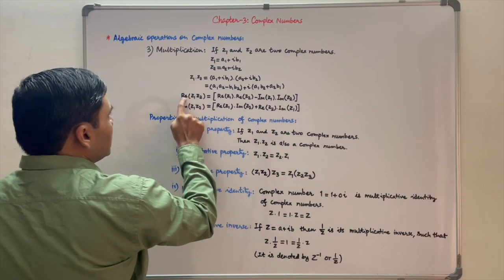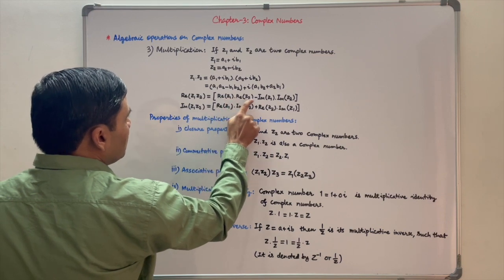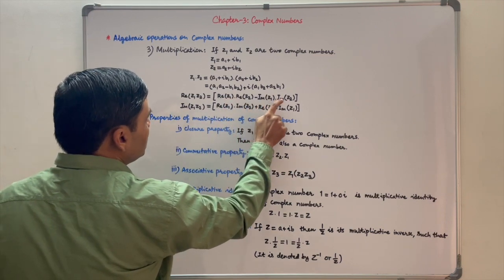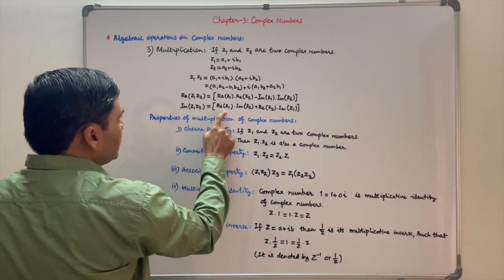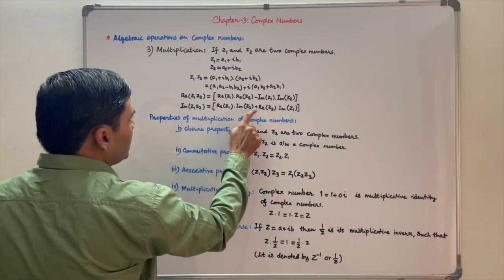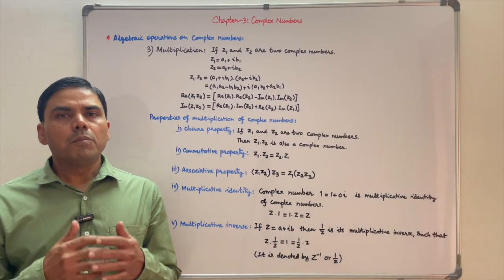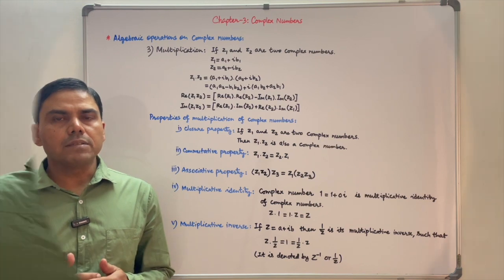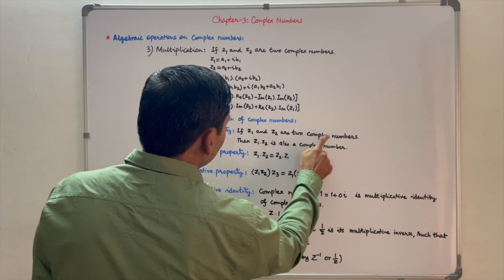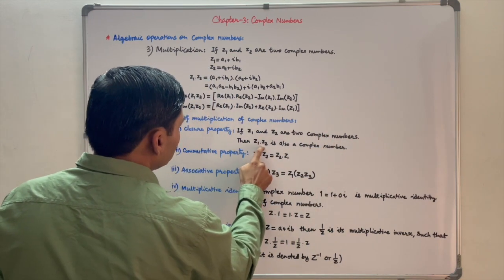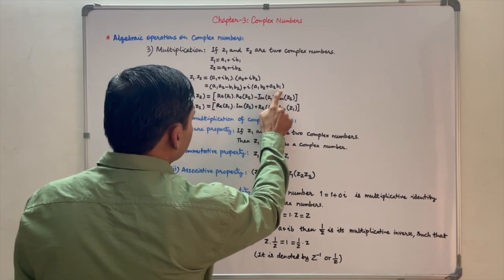So we can write the real part of z1 z2 is equal to real z1 into real z2 minus imaginary z1 into imaginary z2. And the imaginary part of z1 z2 is equal to real z1 into imaginary z2 plus real z2 into imaginary z1. Now let us see properties of multiplication of complex numbers. First property is closure property. If z1 and z2 are two complex numbers, then z1 into z2 is also a complex number. We have seen it here.